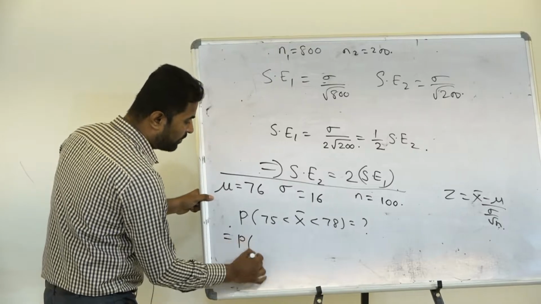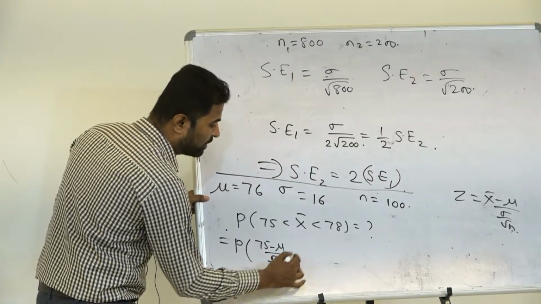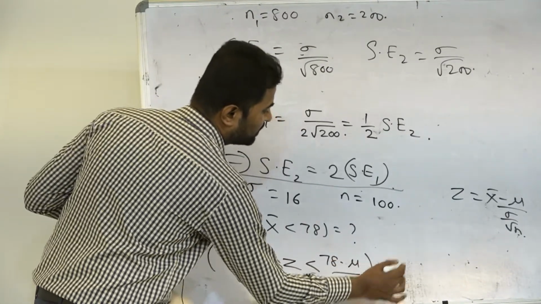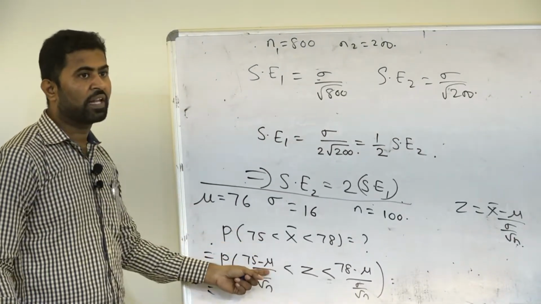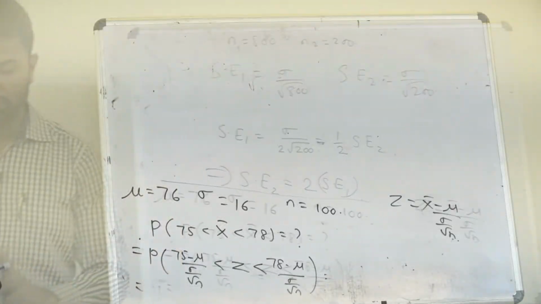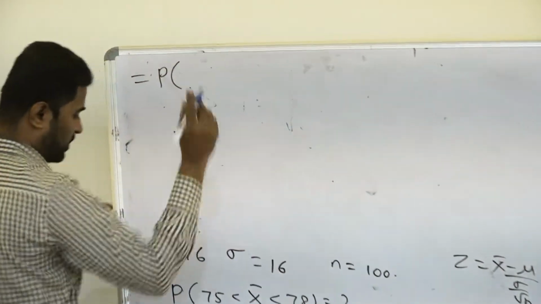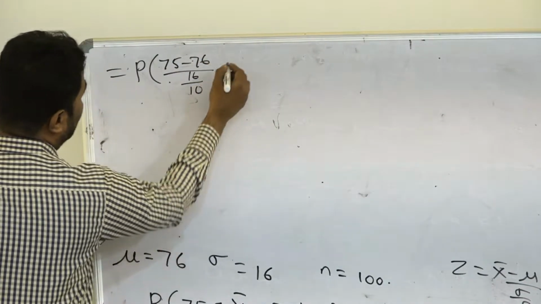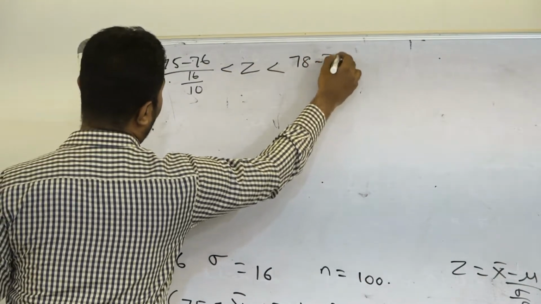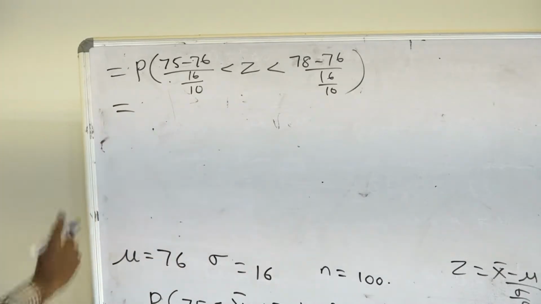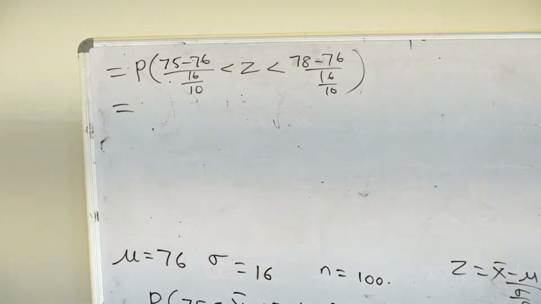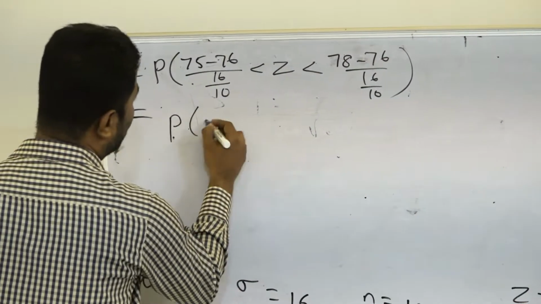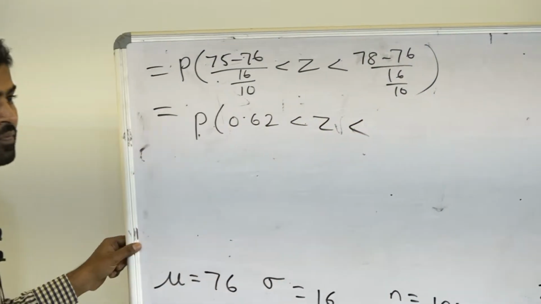Then this becomes P of 75 minus mu by sigma by root n less than z less than 78 minus mu by sigma by root n. Substituting the mu value, sigma value and root n, this is equal to P of 75 minus 76 by 16 by 10 less than z less than 78 minus 76 by 16 by 10. This becomes similar to the problem of normal distribution.